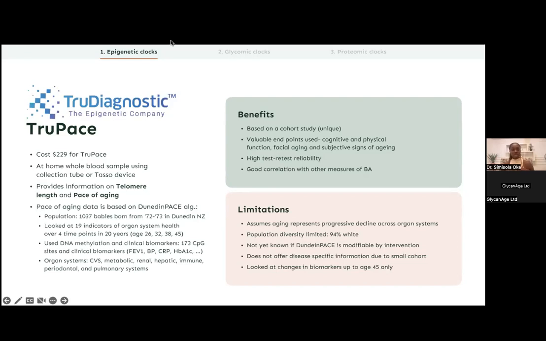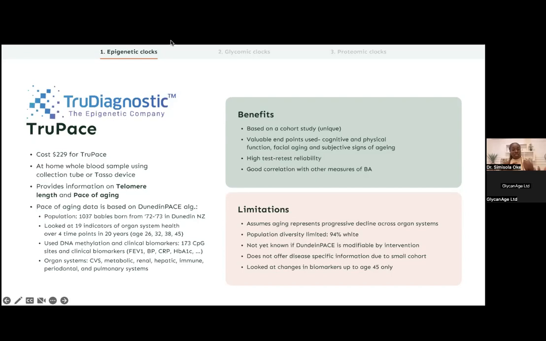In terms of limitations, one of the key things is that it assumes that aging represents progressive decline across organ systems. Now, there is actually a lot of research to show that this is the case, so I don't think that necessarily is a limitation. But what I would say is that it is difficult to understand how much an organ system contributes to aging and how they've actually worked that out within the algorithm that they built. Also, as I mentioned, the population diversity was quite limited because it was a study of only 1,000 people.